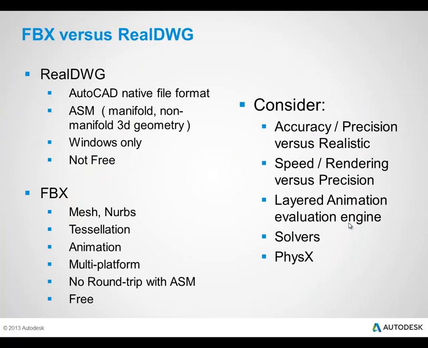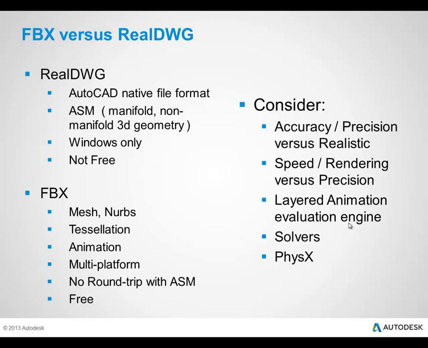So if we look at FBX versus the DWG format, the only way you can work with DWG outside of the Autodesk products is to use an SDK called RealDWG. So this is the AutoCAD native file format. It's been around for many, many years. A lot of people have a lot of data stored in DWG format. It directly supports the Autodesk ShapeManager, so solid modeling, the manifold and non-manifold engineering type data is stored in DWG. It is Windows only.